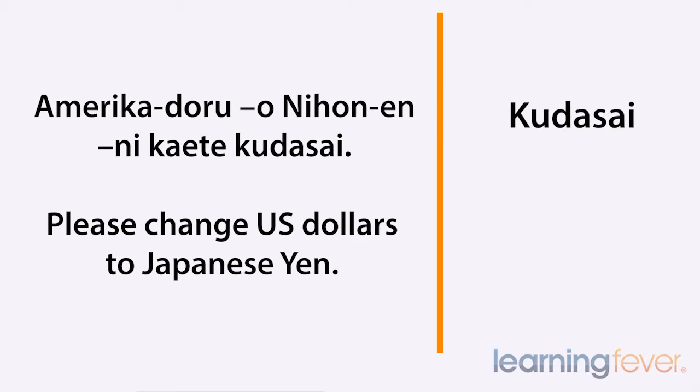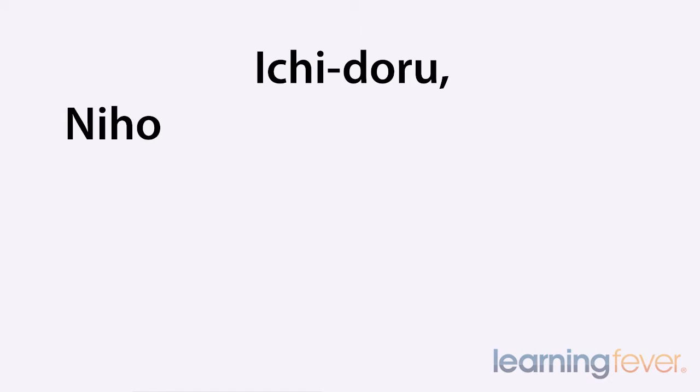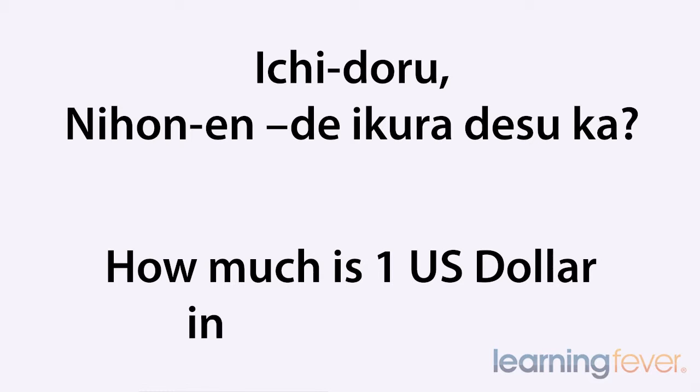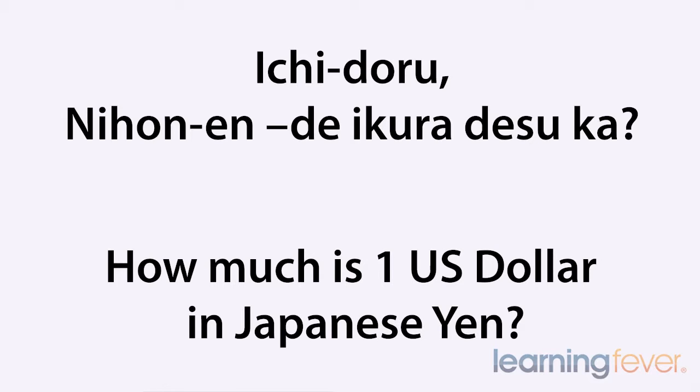ください means please. Another phrase that you might need to use is 1ドル日本円でいくらですか? Which means, how much is 1 US dollar in Japanese yen? In this sentence, で is a particle which means by or with.